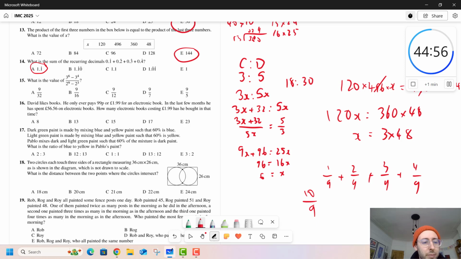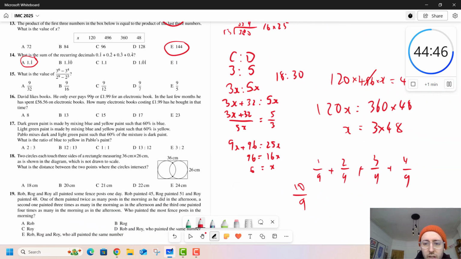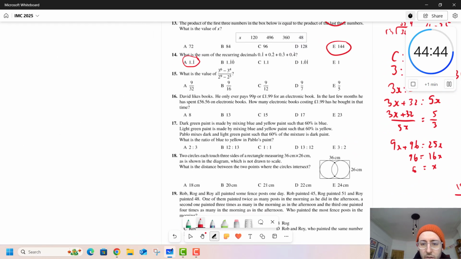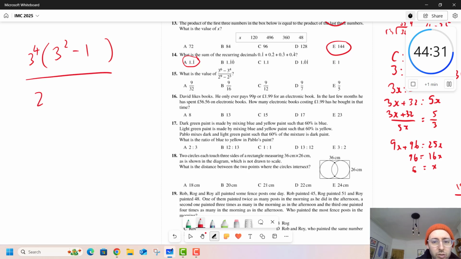Okay, what's the value of... So we're looking at this one. If I take out 3 to the 4, I'm left with 3 to the 2 minus 1. And if we take out 2 to the 3, then I'm left with 2 to the 6 minus 1. And then I can do difference of 2 squares.